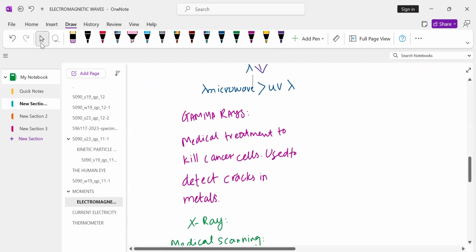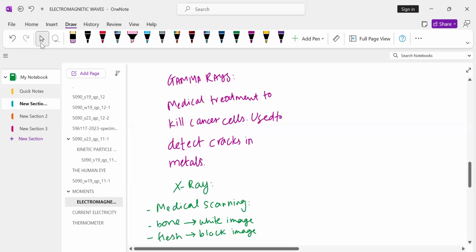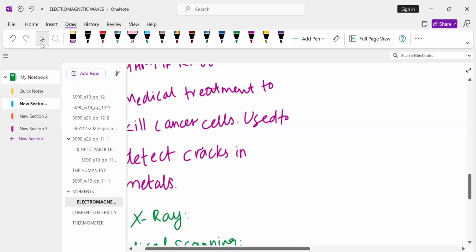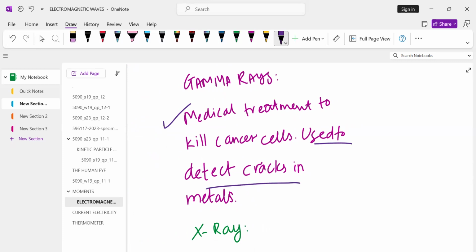Then you need to know the uses of these 7 electromagnetic spectrum waves. So the first one is gamma ray. Its use is medical treatment to kill the cancer cells, and it is also used to detect the cracks in the metals. So this was use number one. This is use number two. So there are two uses for gamma rays.